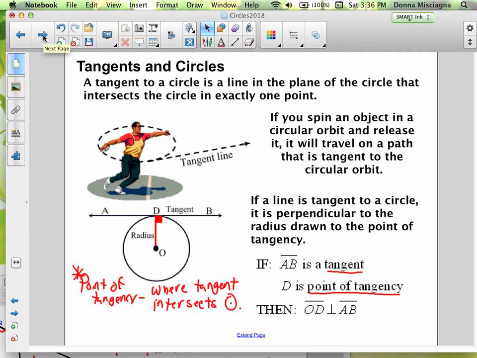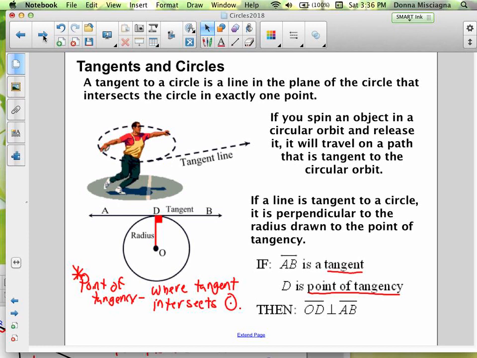All right, so tangents and circles. A tangent to a circle is a line in the plane of a circle that intersects the circle in exactly one point. And this is true if you spin an object in a circular orbit and release it, it will travel on a path that is tangent to the circular orbit. So here we have the discus thrower. He's spinning in a circle. When he lets it go, the path that that discus is going to take is going to be tangent to that circle created with his arms.